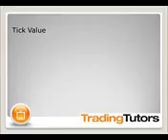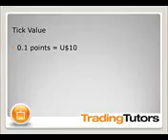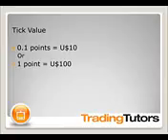Secondly, you need to be able to convert the tick value to US dollars. Gold moves with a tick size of 0.1, which is worth US $10. Or in other words, 1 point is worth 100 US dollars. Let's have a look at a sample trade to understand this.